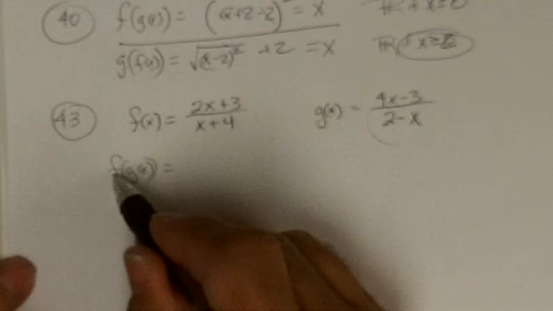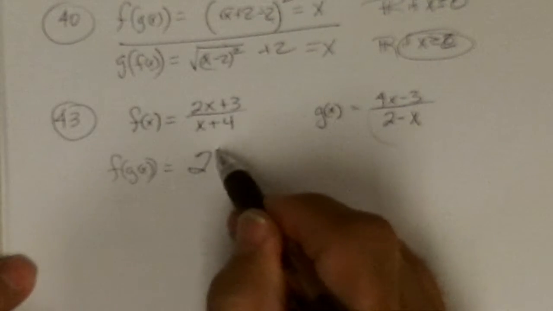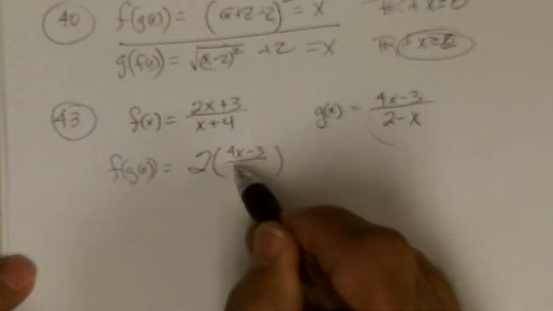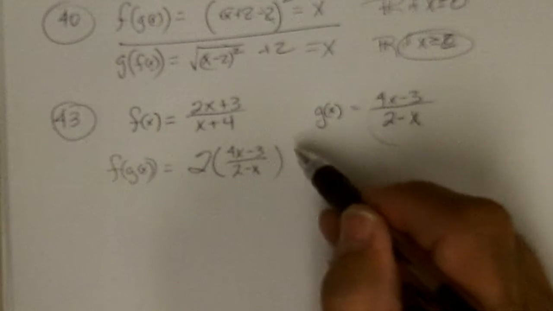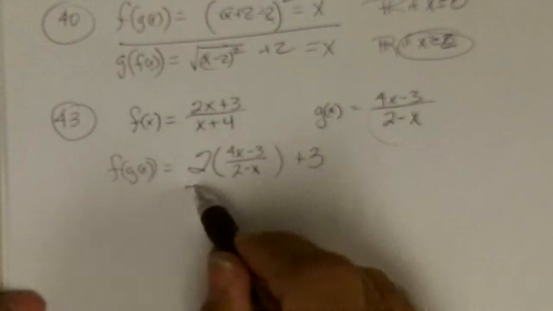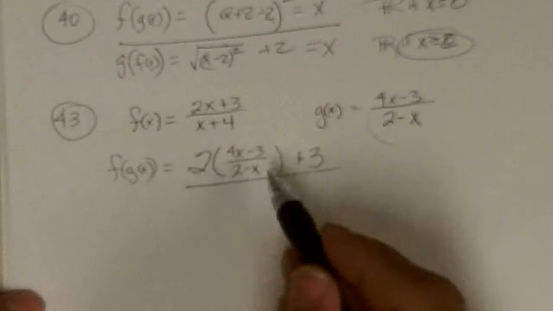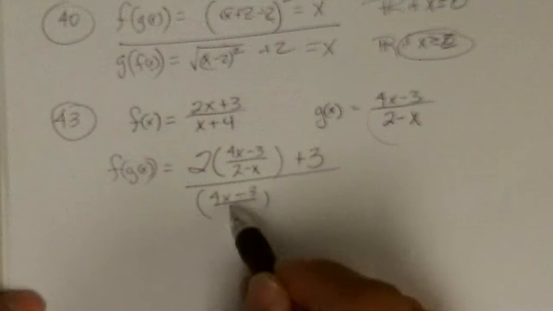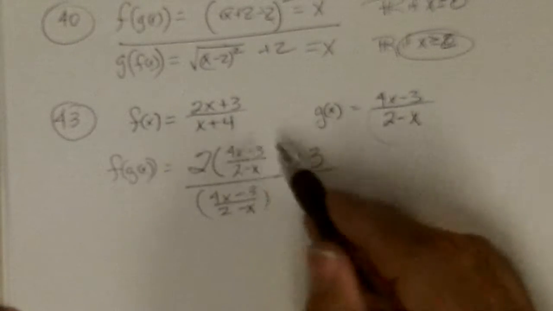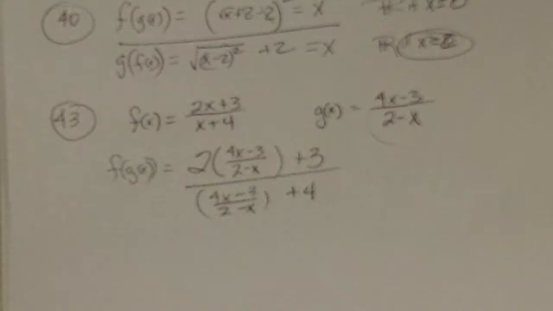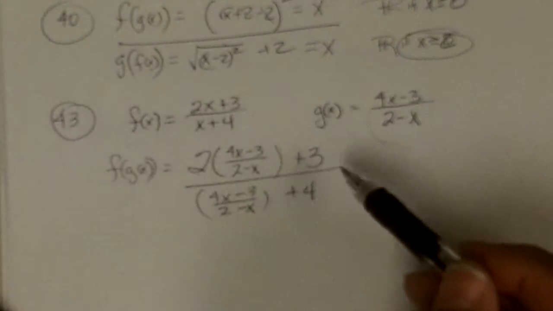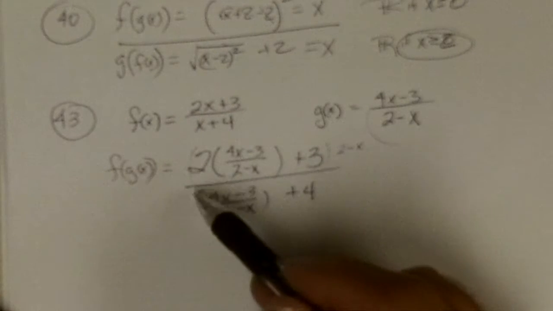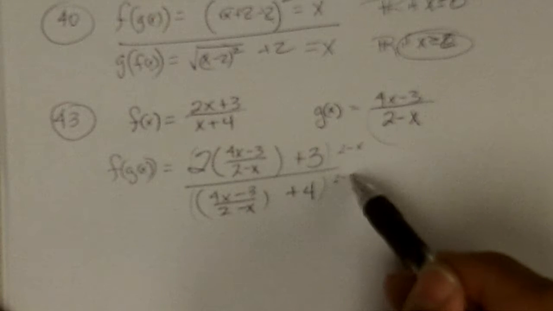So I'm going to have f, which has 2x, which I'm putting g in for, plus 3, over x plus 4. Now, to clean this up a little bit, I'll multiply the numerator by 2 minus x and the denominator by 2 minus x.